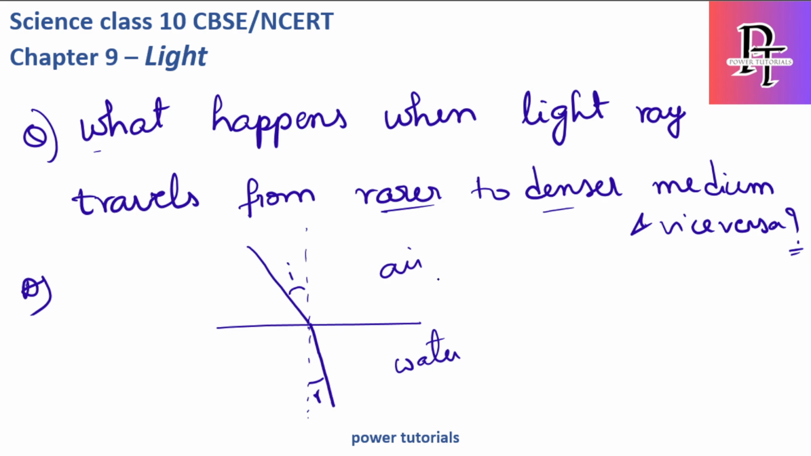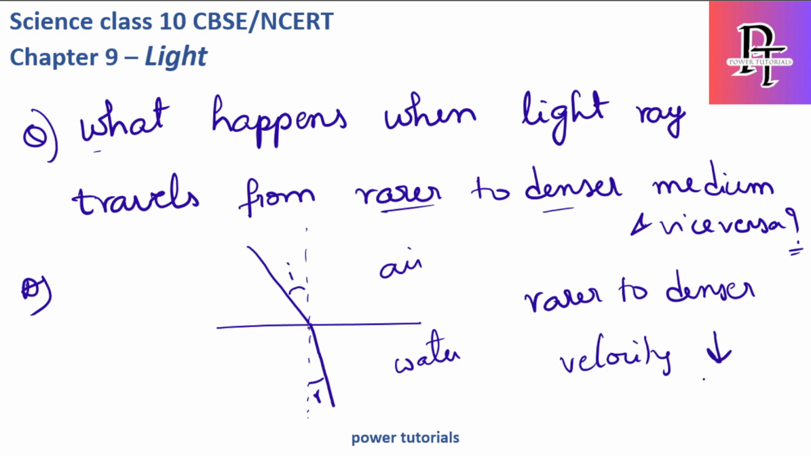So what is happening here? The light ray is moving from rarer to denser. If it is moving from rarer to denser, what will happen with respect to velocity? Velocity decreases. If velocity is decreasing, you can see here that instead of going in this way, it is moving towards the normal. So if a light ray is traveling from rarer to denser, the refracted ray will travel towards the normal.